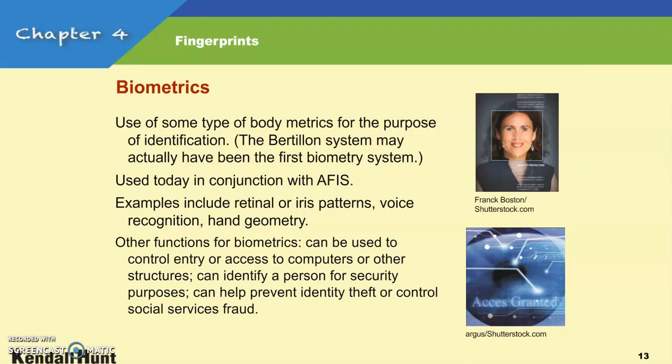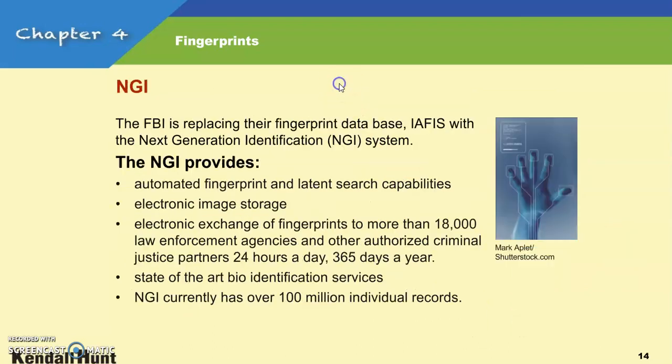It's used today in conjunction with AFIS, and examples include, like we were talking about on the previous slide, retinal or iris patterns, voice recognition, hand geometry, and other functions for biometrics can be used to control entry or access to computers or other structures, can identify a person for security purposes, and can help prevent identity theft or control social services fraud. Like you can see here in these pictures, identifying her face, reading someone's eyeball to get them access to something.